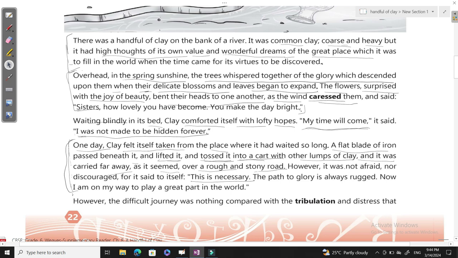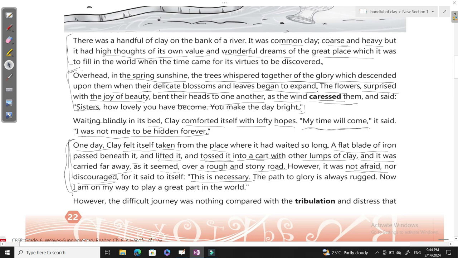However, it was not afraid, and the clay was not afraid nor discouraged. So, what we'll understand from this paragraph is, when we face difficulties in life, at that time we should not be discouraged or afraid, because this is necessary. We should say to ourselves that this is necessary. It means difficulties are important to shape our life.